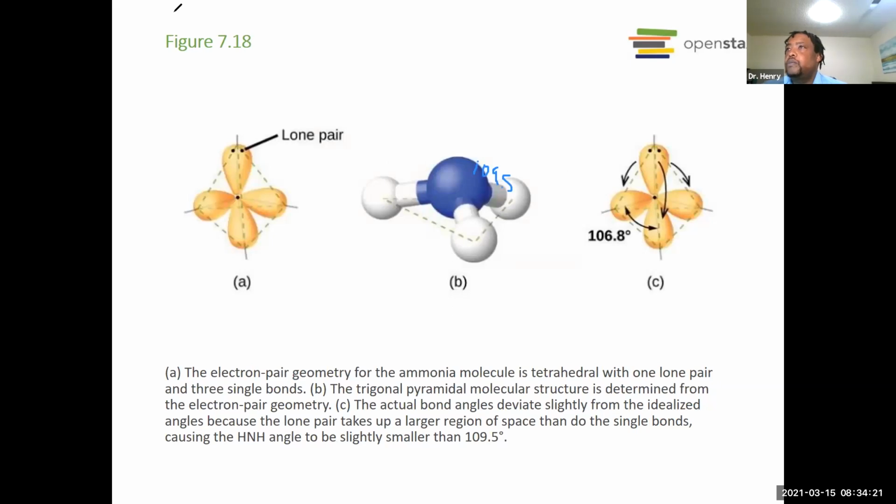Okay, so here we have ammonia. Ammonia has a lone pair. Here's nitrogen, and it has 3 hydrogens. So if we talk about the electron pair geometry, because it has 4 things attached to it, the lone pair, 1, and 3 hydrogens, a total of 4, it's going to be tetrahedral.